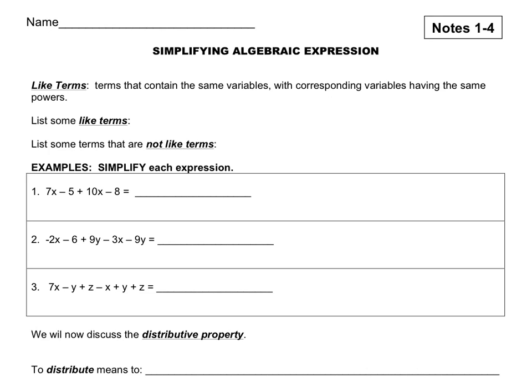We're in week 1. Alright, we're going to talk about a couple things, like terms and unlike terms. Like terms are terms that contain the same variable with corresponding variables having the same powers. So remember, a variable is a letter. Okay, so we're going to list some like terms.